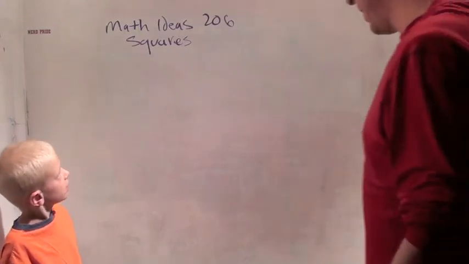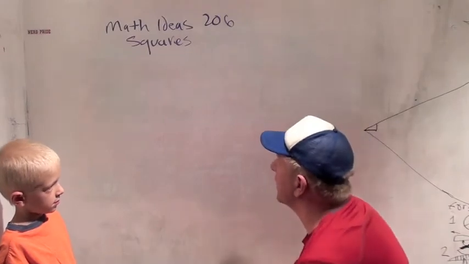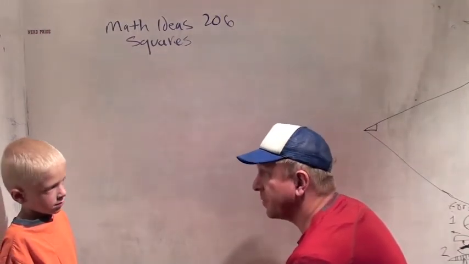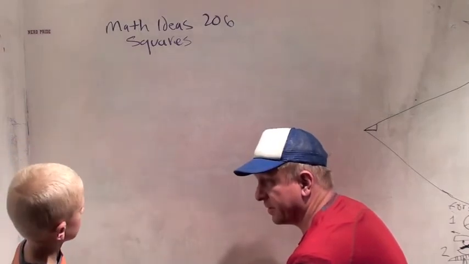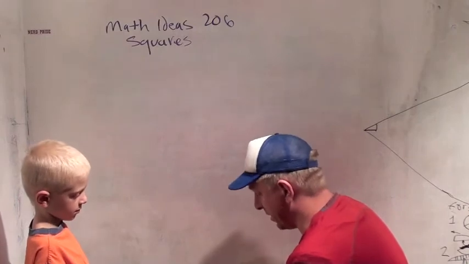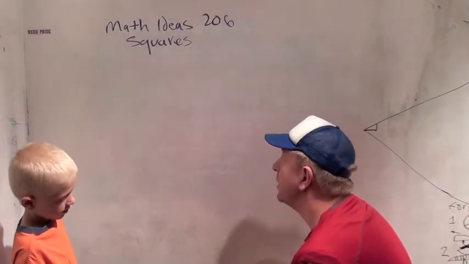MathIdeas206. Today we're going to talk about squares. It's another problem we saw in the review section on Khan Academy. And so first, the problem was, do you remember what it was? What's the area of a square who has a side length of 4 inches? Okay? That was the problem.